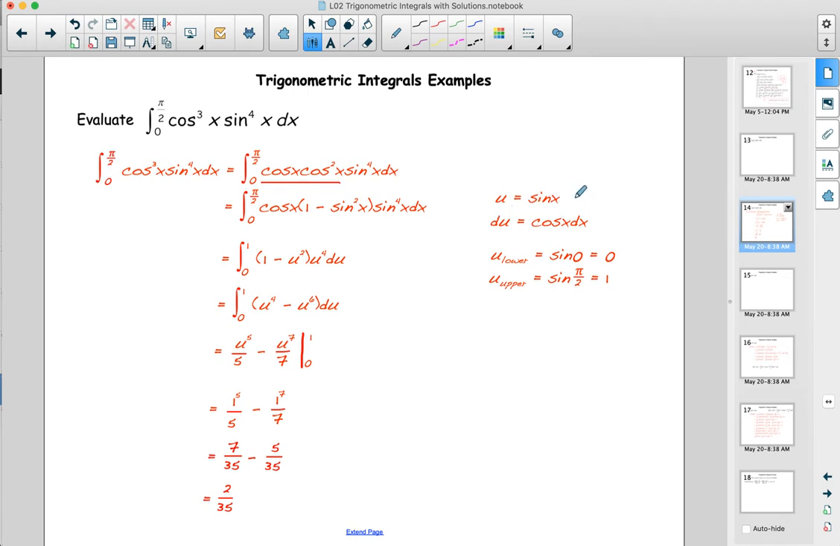U is going to be sine x, so du is cos x dx. So this bit and this bit is going to become my du. This is going to become 1 minus u squared. That's going to become u to the 4th. That's how I got to here.